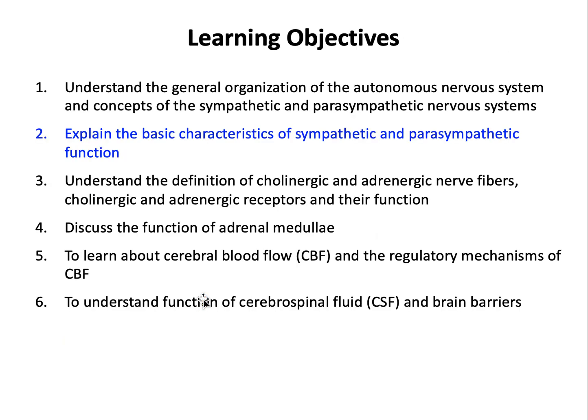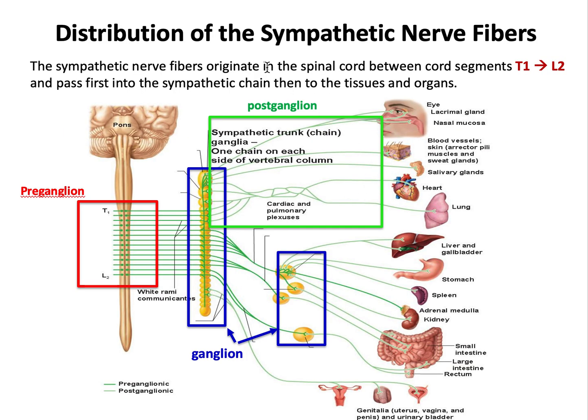All right, so let's address learning objective number 2. Let's go into a little more detail about the distribution of the sympathetic nerve fibers. The sympathetic preganglionic neurons originate from the spinal cord in segments T1 through L2. T refers to the thoracic region of the spinal cord, and L2 is the lumbar region, right? So up here, brain, spinal cord, T1 through L2, all of these are preganglionic neurons arising from those levels of the spinal cord.